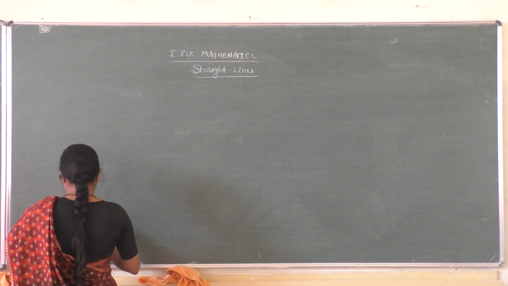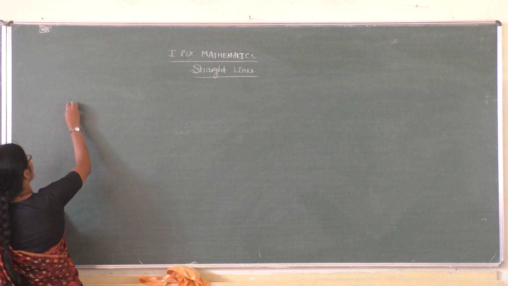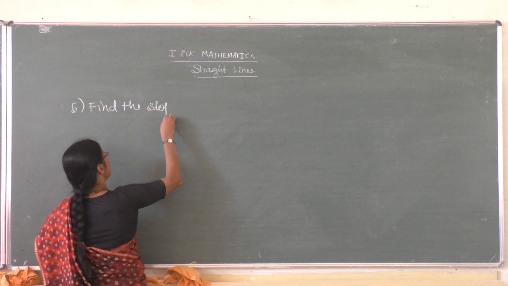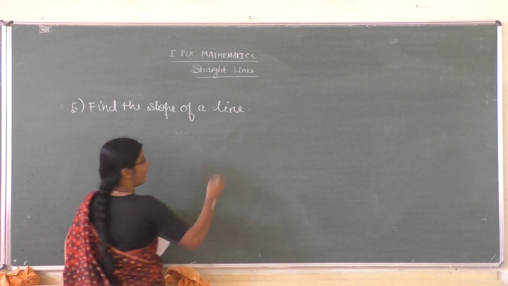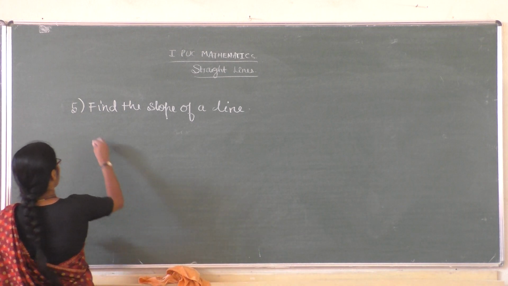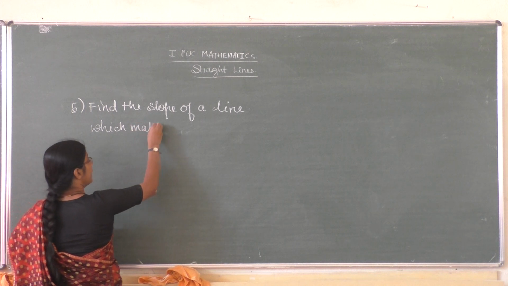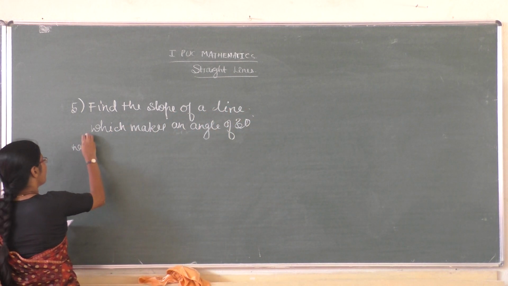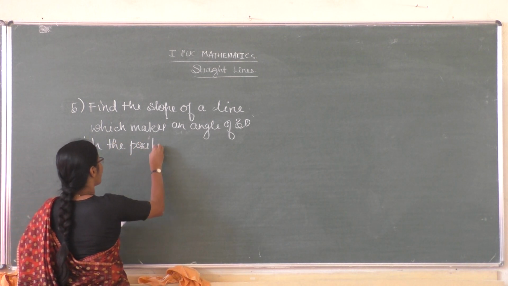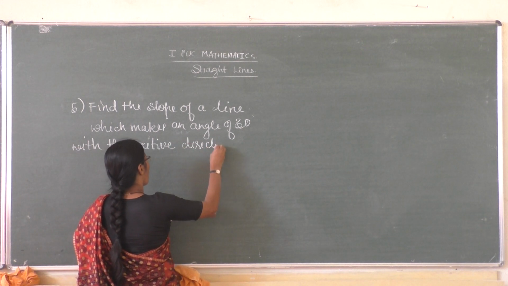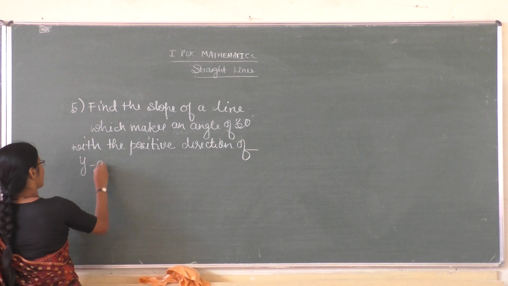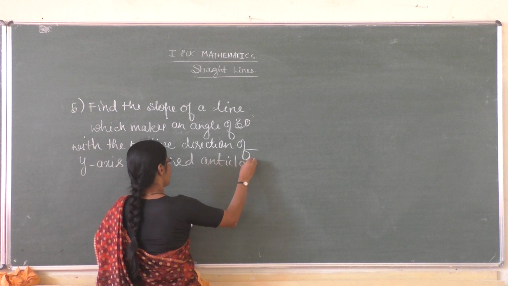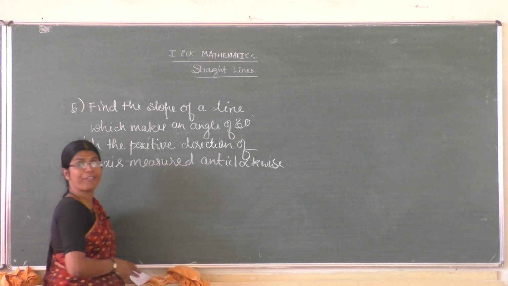The next problem is: find the slope of a line which makes an angle of 30 degree with the positive direction of y-axis, measured anti-clockwise.